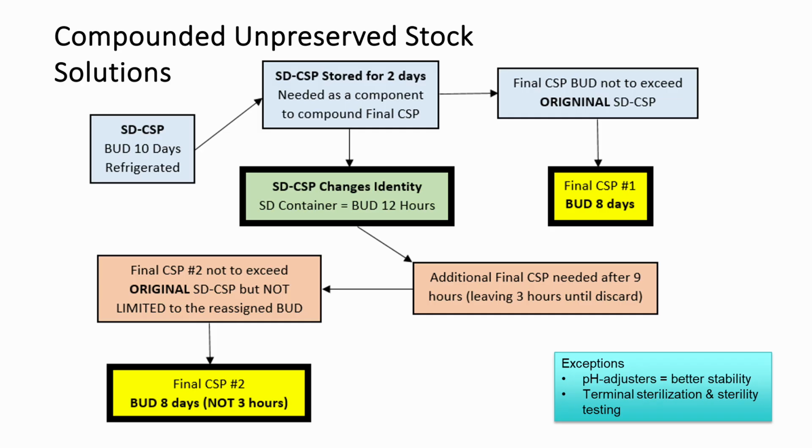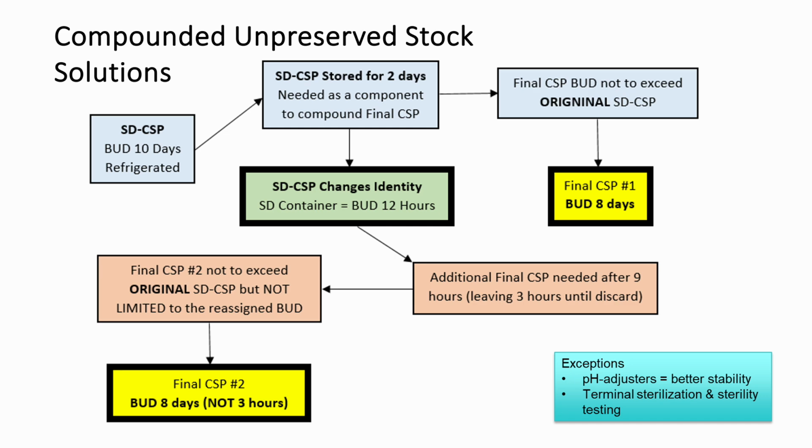Let's look at an example for using a compounded unpreserved stock solution. Some people find this a bit complicated, but it's really not that bad. Just think of it as it's really no different than using a manufactured product as a component. The difference is we've just made the product ourselves. So let's say we make an unpreserved stock solution and we're able to give it a beyond use date of 10 days refrigerated. We put it in the refrigerator and 2 days pass, and we need it for something, either to use it as a component in another CSP, or maybe to draw out individual doses for a special patient population such as NICU.